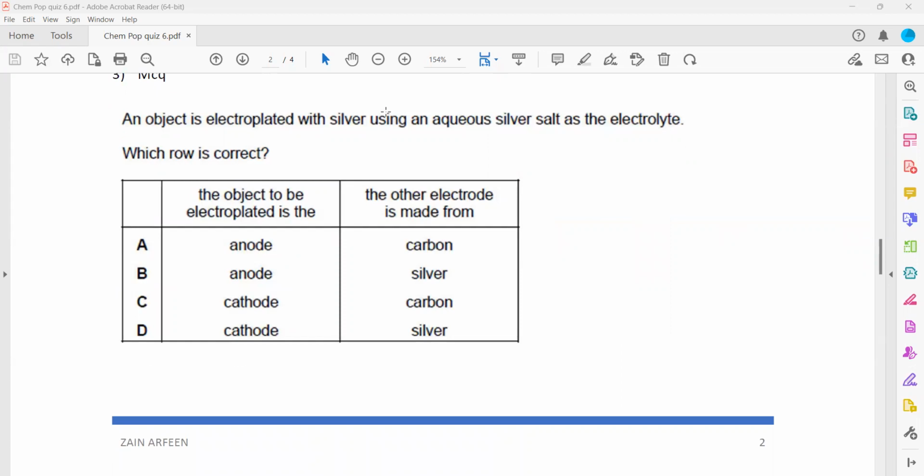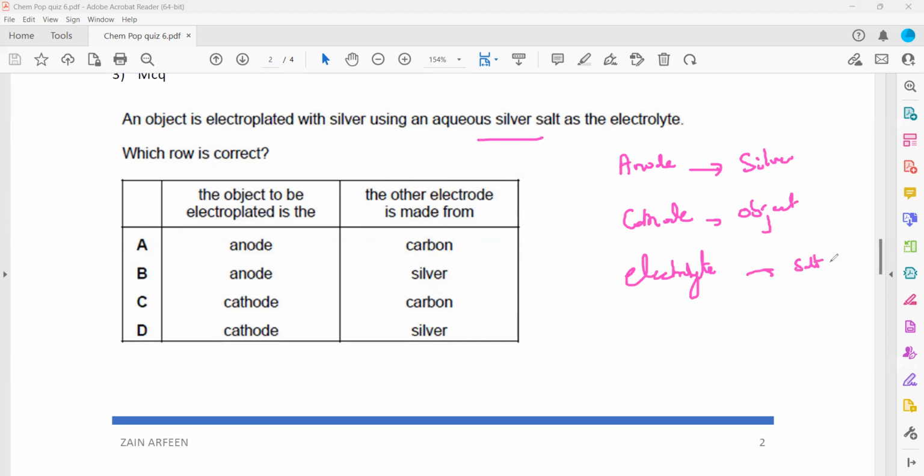An object is electroplated with silver using an aqueous silver salt. What is the correct row? So we have the anode. The anode should be made from the metal we want as a layer, so if we want a silver layer, it should be made from silver. The cathode is the object which we want to electroplate, and the electrolyte should be a soluble salt of the metal which we want as a layer. Like if we want a silver layer, then it should be aqueous silver nitrate.